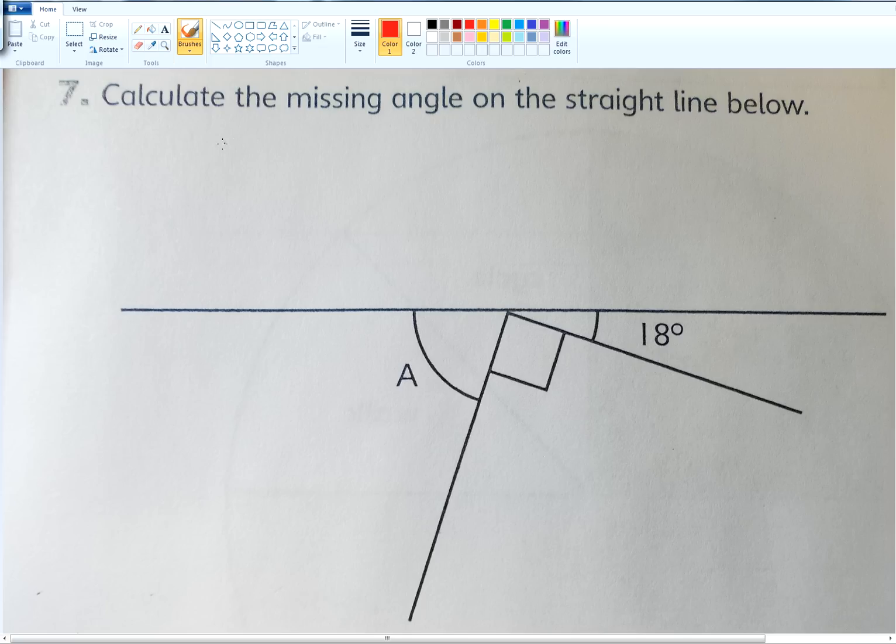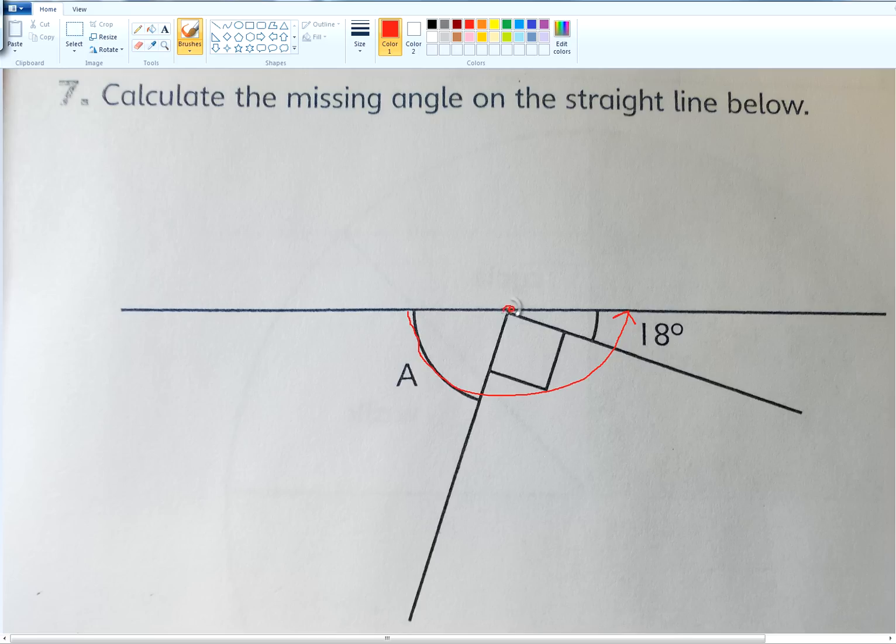Go on. The whole angle adds up to 180. Okay, be a bit more specific. Go on. The whole angle is 180. Okay, a straight angle is 180, that's correct. So from here all the way to here will give us a total of 180.